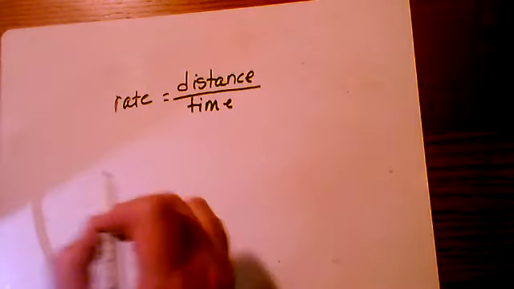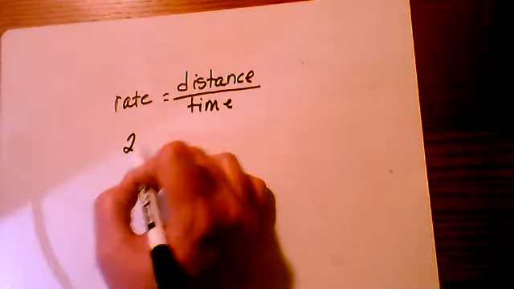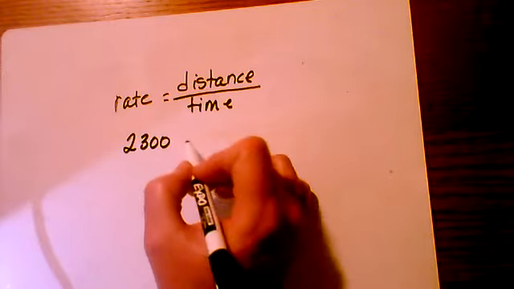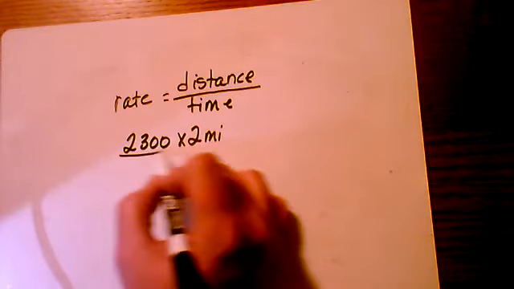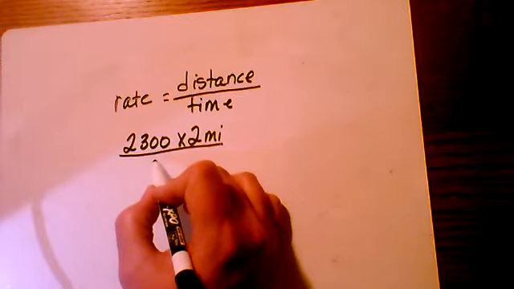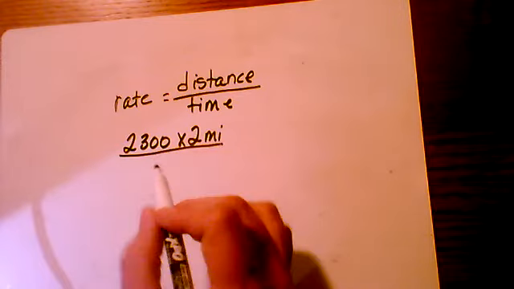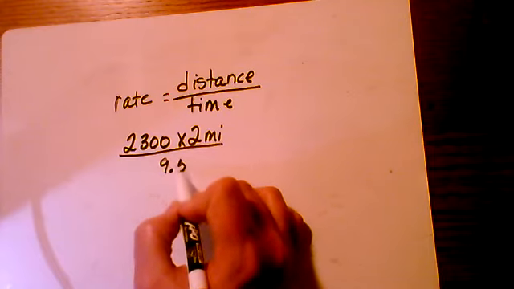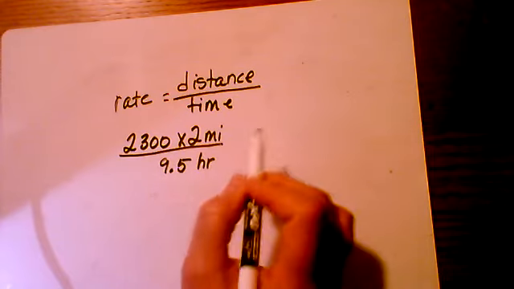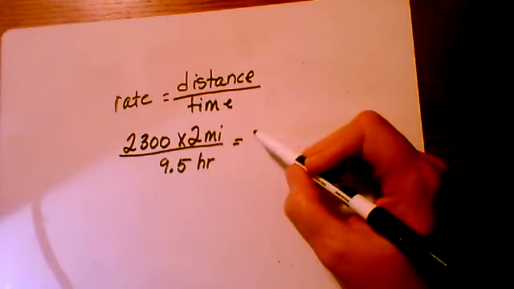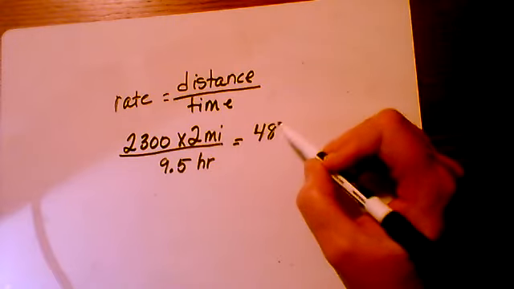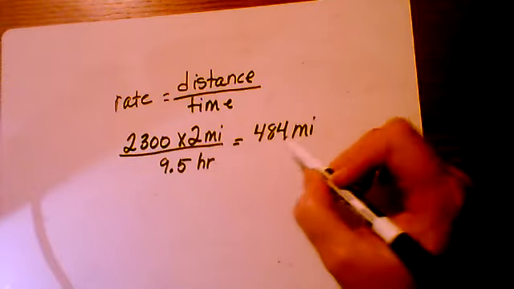So we know that the trip is 2,300 miles times 2, each way, and that the time was 5 hours plus 4.5 hours. So that's 9.5 hours. And that equals, once you've multiplied and then divided, we get 484 miles per hour.